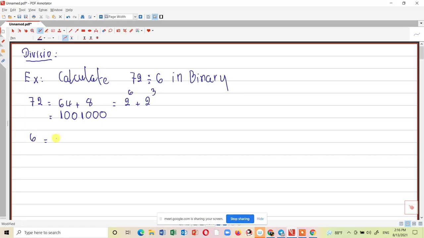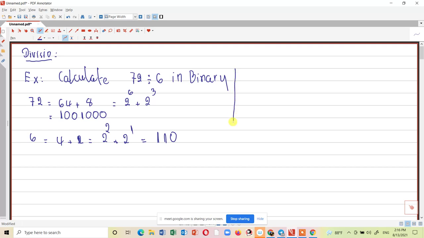And next we convert 6, which is equal to 4 plus 2. Four plus two is 2 power 2 plus 2 power 1. So we write in binary 2 power 2, 2 power 1, and 2 power 0. This is 6.